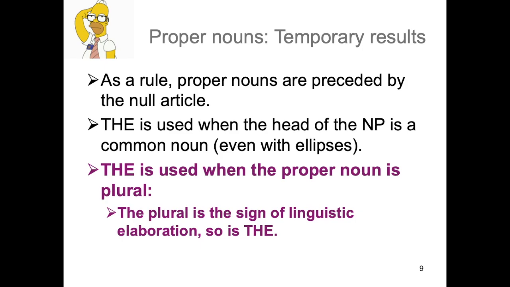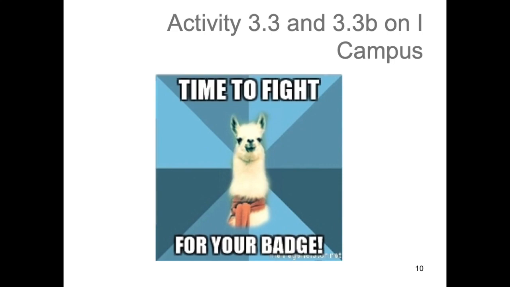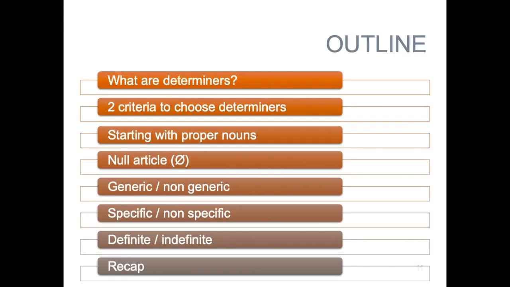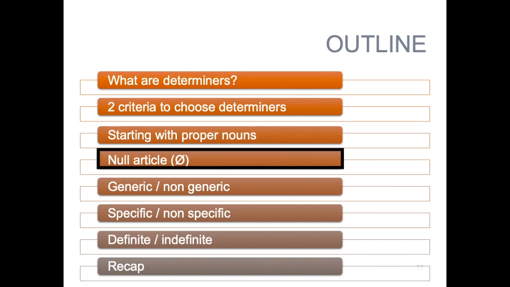Okay. So you will be able to practice on eCampus in 2 activities actually, and one of them is going to be a bit more specific about another exception in British English with rivers, okay, that you absolutely need to know as a linguist. Right. So now that we have studied how proper nouns behave, it's time to turn to common nouns and see how the null article works in more detail.